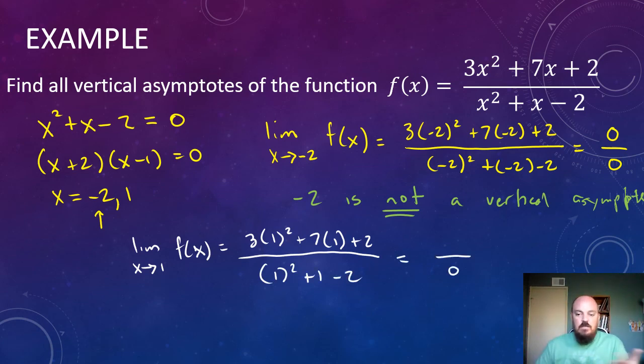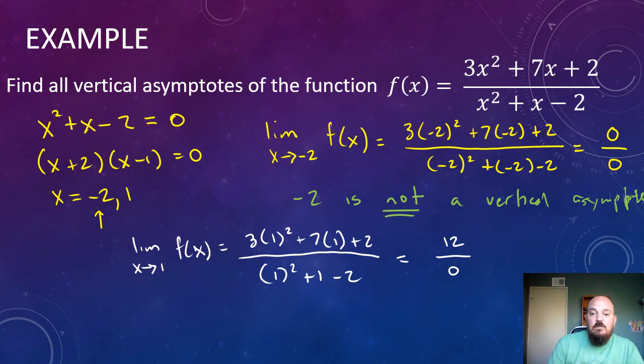We definitely do get 0 on the bottom. Again, you can check if you want to, but like I said, unless you made a mistake on the first part, it's going to be a 0. And this time on top, we get 3 plus 7 is 10 plus 2 is 12. See, that's the difference. On the first one, I got 0 over 0. That means it's a hole. It's not a vertical asymptote. If I get any other number, any constant other than 0 over 0, that's a vertical asymptote.